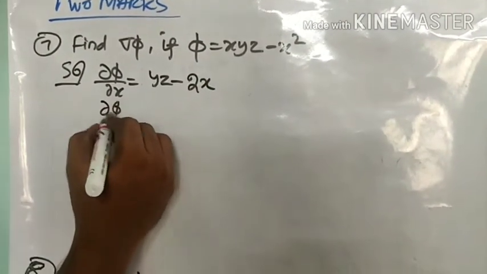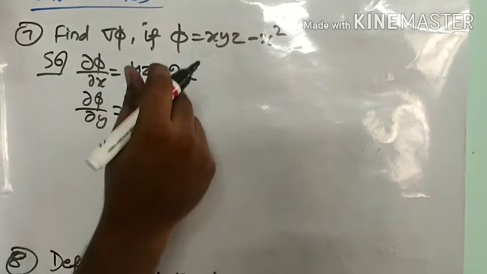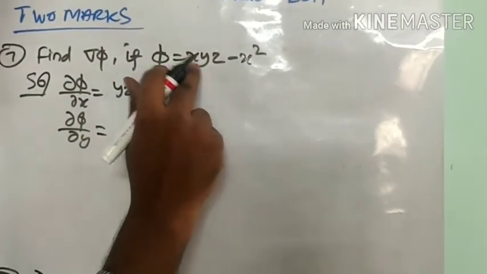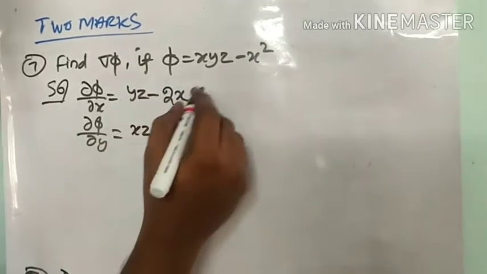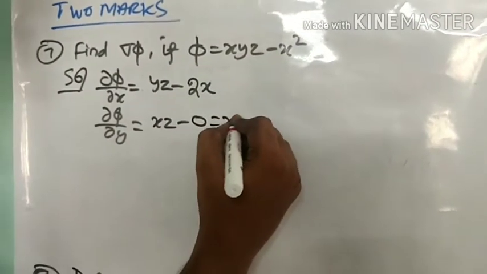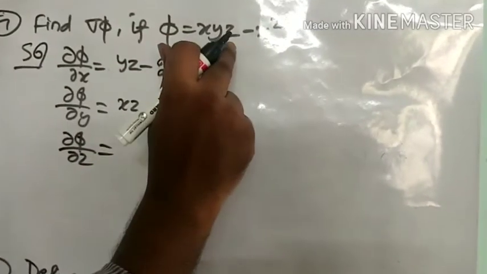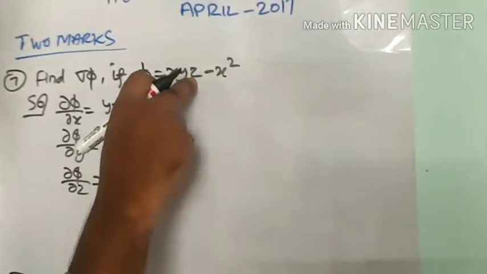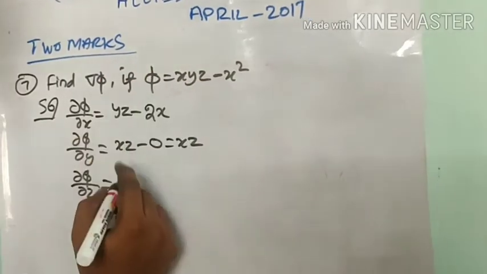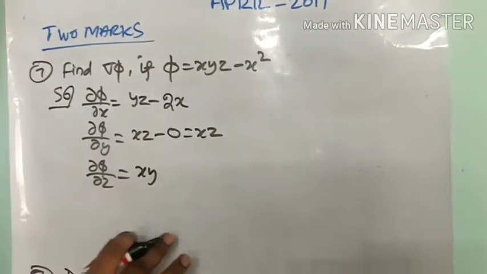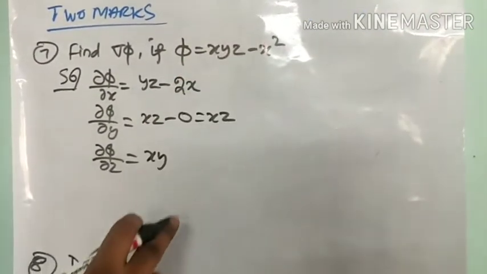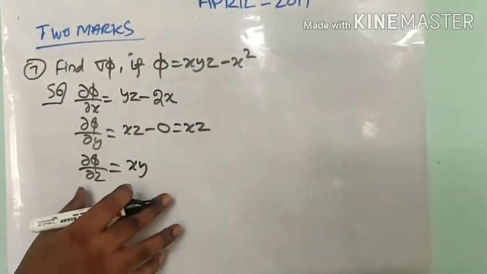Okay. Now with respect to y, means 1, balance x is z, and here no y, that is 0. So x is z. Okay. So with respect to z, the given function z differentiation 1, balance xy, here 0. Okay. So this is the given result.